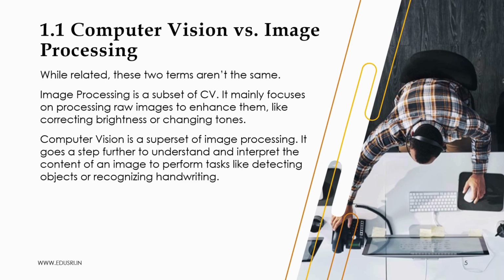So, the main difference is simple. Image processing focuses on improving or modifying an image, whereas computer vision focuses on understanding and interpreting what the image contains. Therefore, we can say that image processing is a part of computer vision, while computer vision uses image processing along with other techniques to understand visual information.